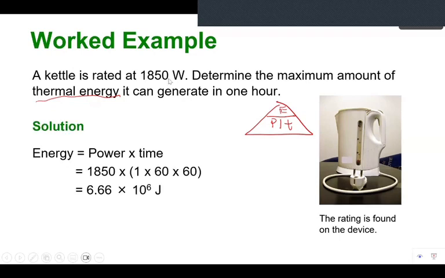So the power is 1850, then times the time. 1 hour, again, I need to change it to seconds. So it'll be 1 hour times 60 times 60, 3600 seconds. So I get 6.66 times 10 to the power 6 joules.